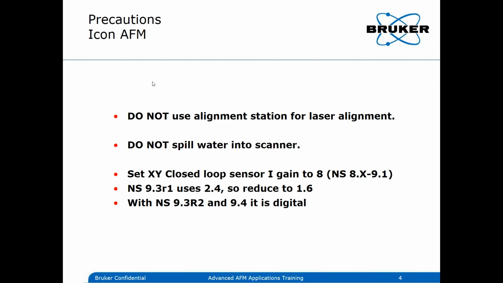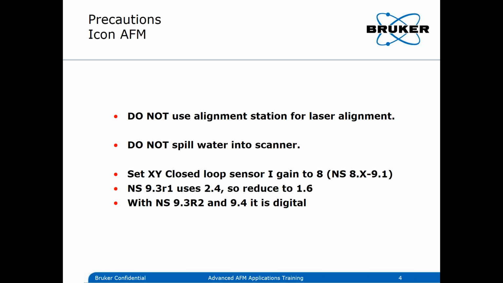So there are some precautions you have to take care of. One is, when working with the Icon, you cannot use the alignment station for laser alignment when you're working with the fluid holder, because the fluid holder is much thicker than the air holder, and therefore the preset Z position on the alignment station will be wrong, and the holder would crash into the alignment station. Therefore, do not do that.